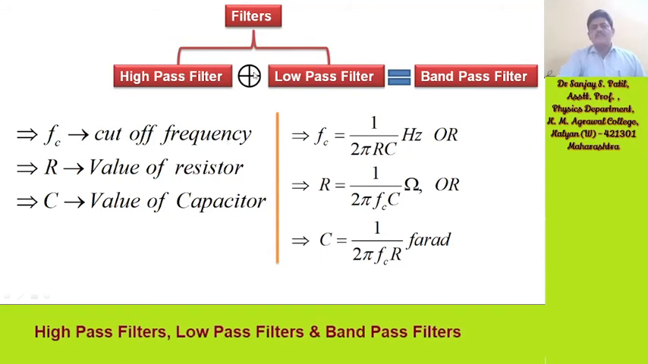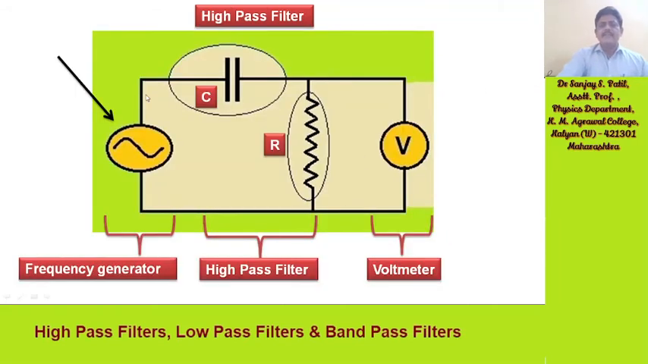So high pass filter plus low pass filter is equal to band pass filter. But initially we will see the high pass filter only. So this is the circuit. This capacitor is connected in series with the resistor in this manner. So this capacitor and this resistor form a high pass filter. This part is a frequency generator and another part is a measuring part, that is a voltmeter. So frequency from this frequency generator is being supplied to this high pass filter section.